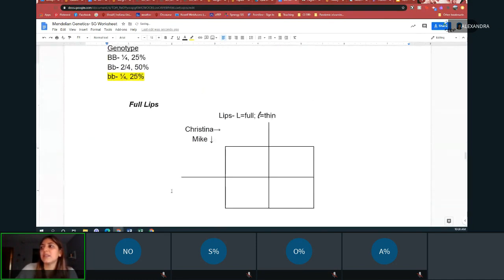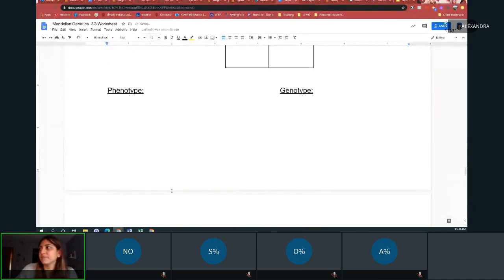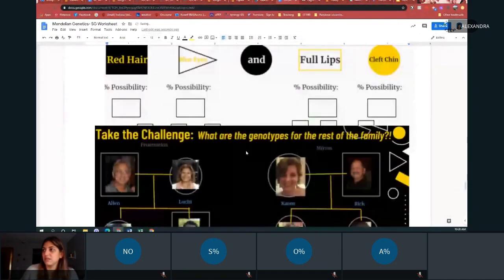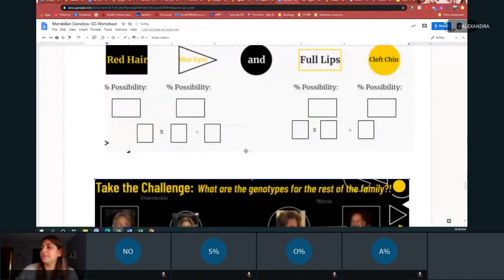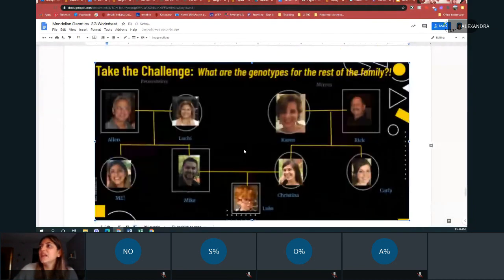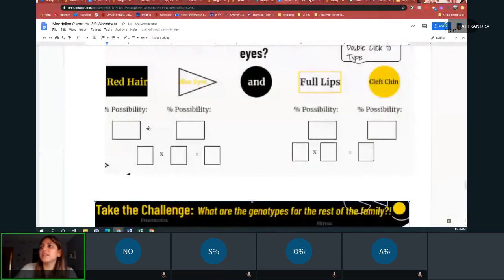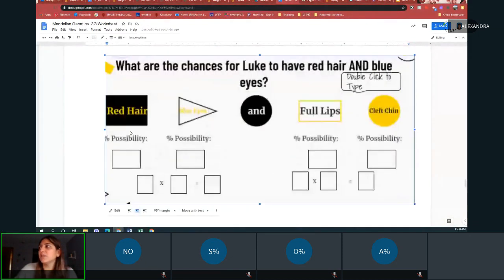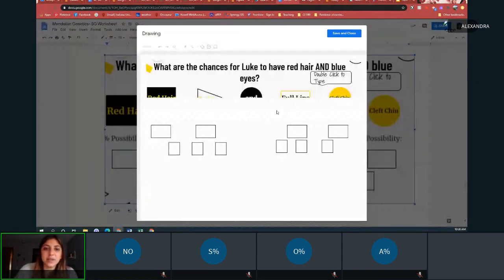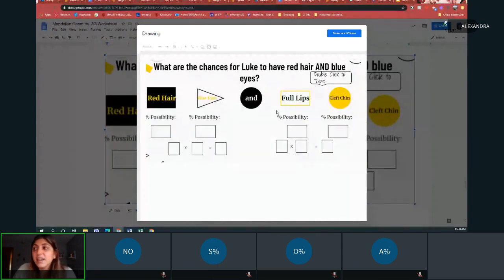So let's skip down to this page right here. You have to double click on this to type. So go ahead and double click. If you're trying to find the possibilities of two things, then you need to multiply the decimals together, okay? So what is the percent possibility that Luke has red hair?